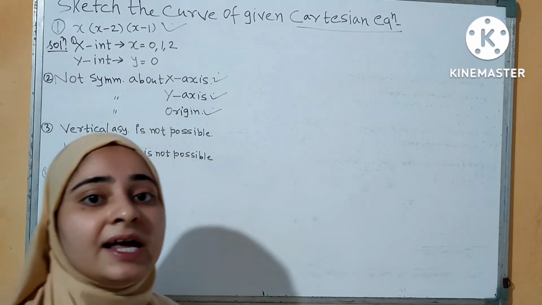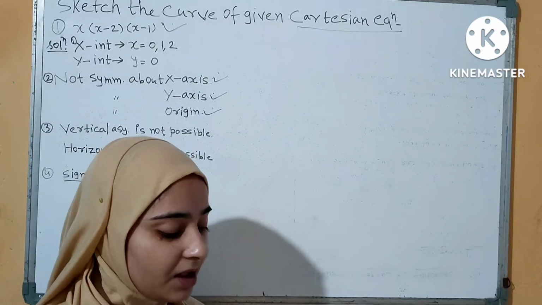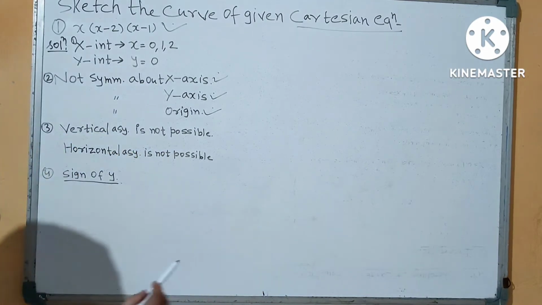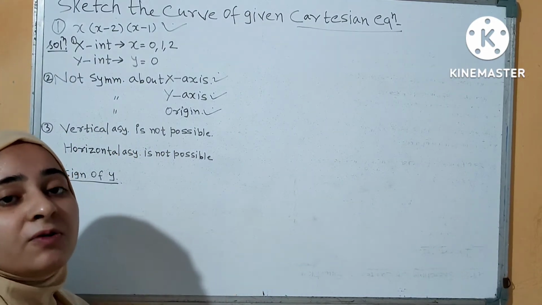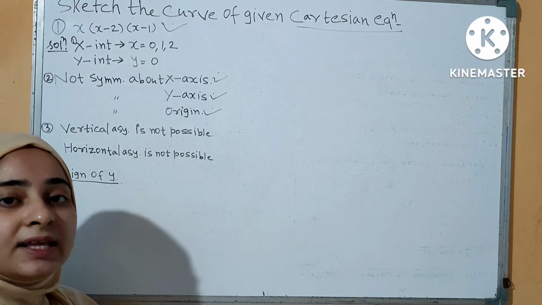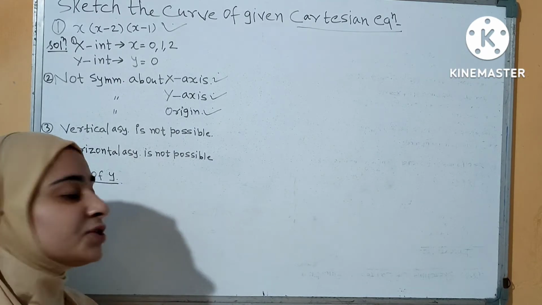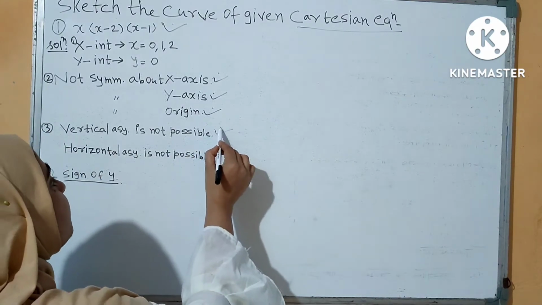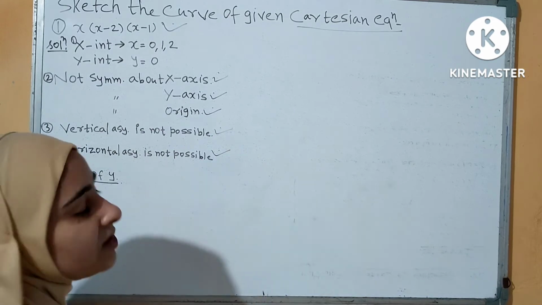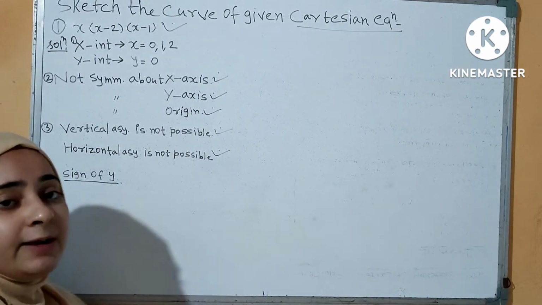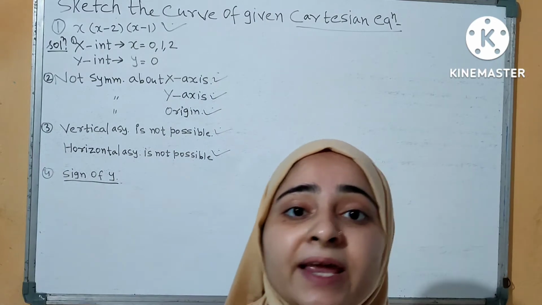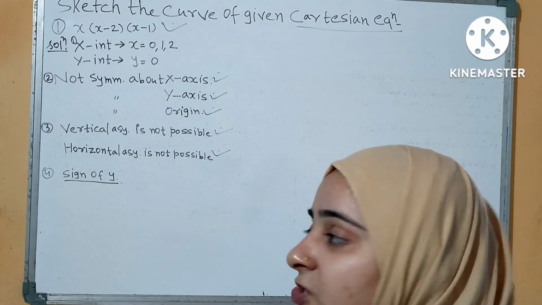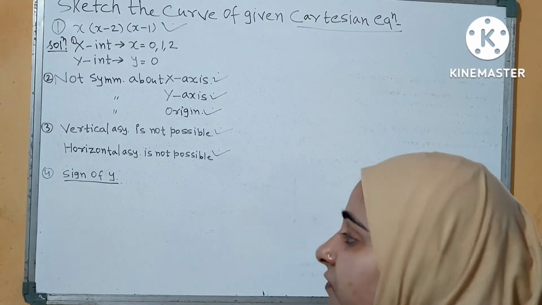Now, what can you say about the asymptotes? There are two types of asymptote: horizontal and vertical. From the last video, if you have not seen it, I will give you the link in the description box, you can go and look at that. A vertical asymptote is not possible and a horizontal asymptote is not possible. Now we come to the main point of this video, the sketch of the given curve.